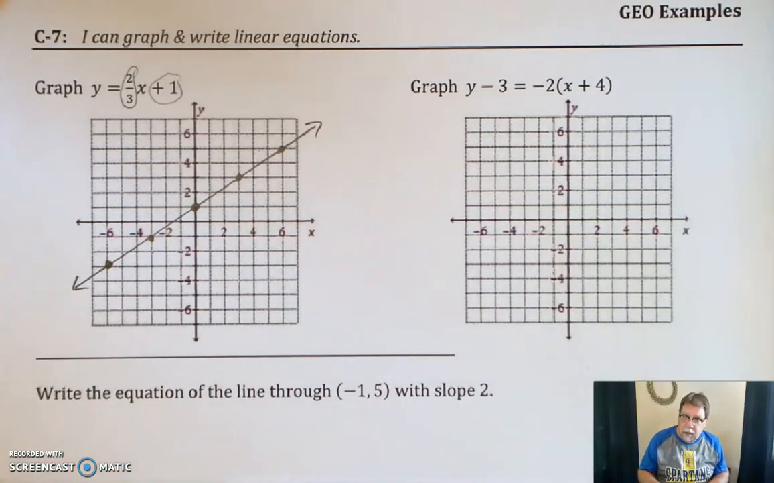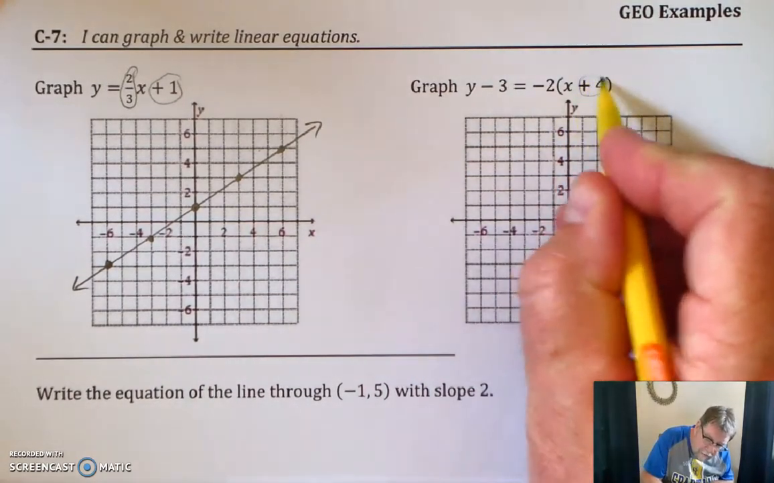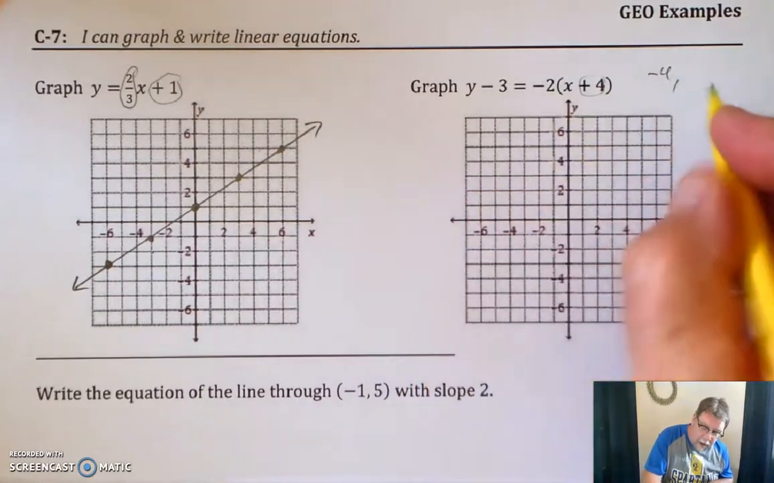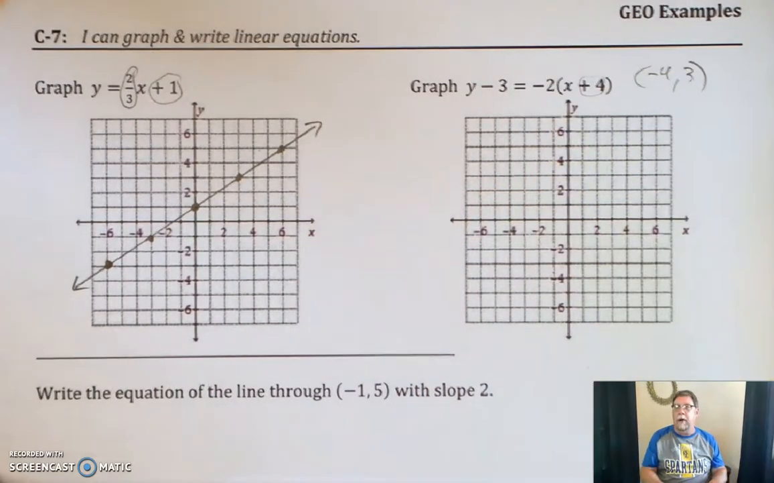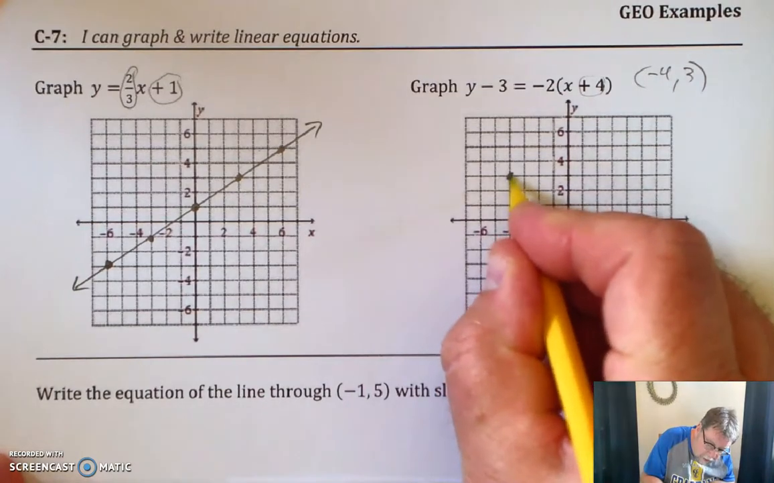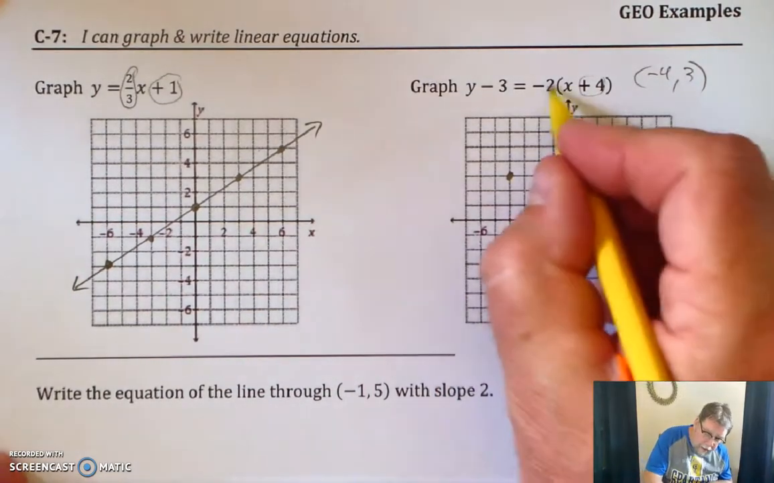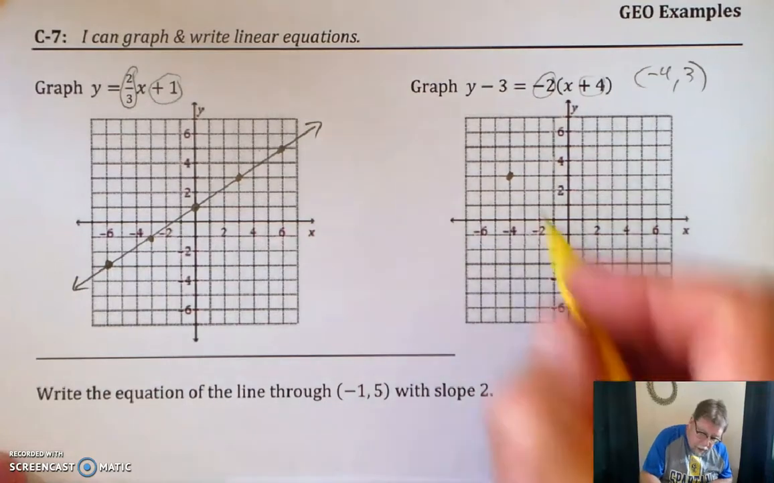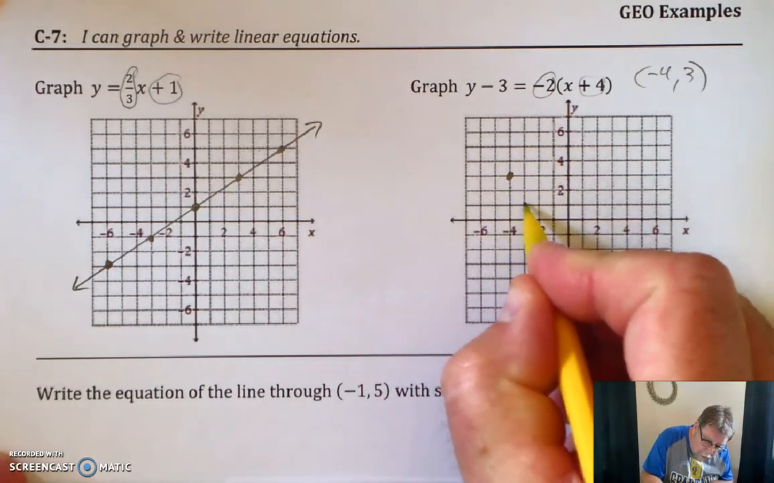This one, we start with finding a point. This is in point-slope form. The point would be the opposite of 4, so -4 for the x, and for y, the opposite of -3. And so that's the point we want to start with. So -4, +3. From there, we apply the slope, which is -2. That would be -2 over 1. So we're going to go down 2 to the right 1.